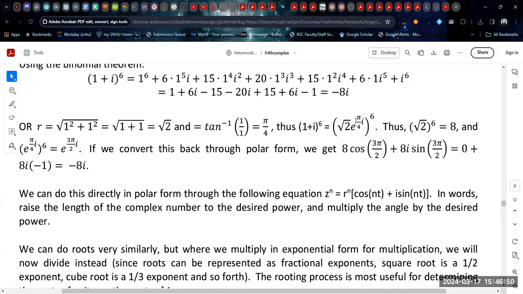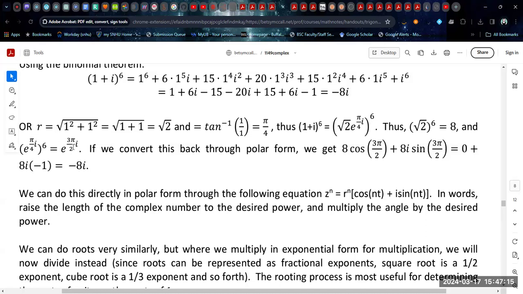we raise that whole exponential to the 6th power. We take our radius to the 6th power. Well, this is the square root of 2, so that's 2 to the 1/2. 1/2 times 6 is 3, so this is 2 cubed, which is 8. And here, we're going to multiply pi over 4 by 6. That gives us 3 pi over 2.